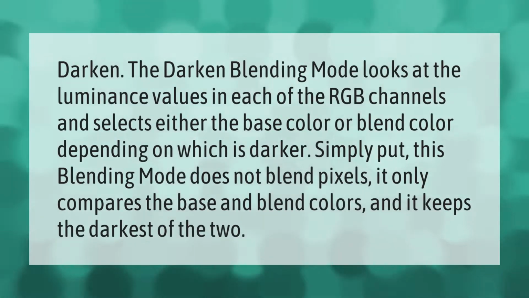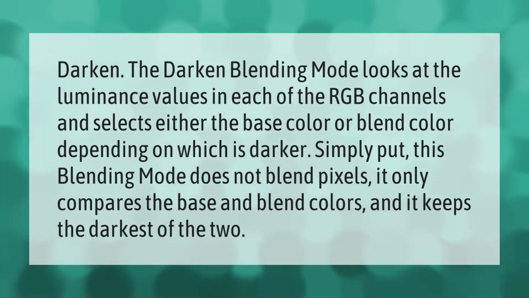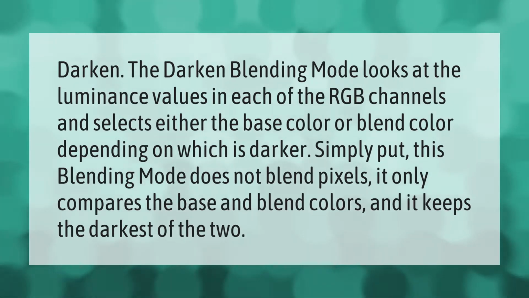Darken. The Darken blending mode looks at the luminance values in each of the RGB channels and selects either the base color or blend color depending on which is darker. Simply put, this blending mode does not blend pixels, it only compares the base and blend colors, and it keeps the darkest of the two.